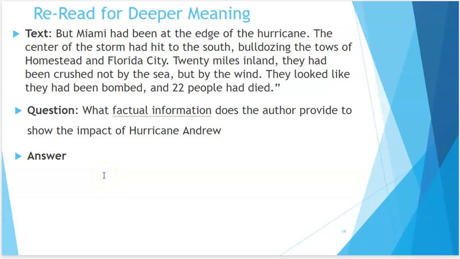Facts are data. Facts are details that are not exaggerated. They're not colored in a way that would make you picture the information. They're just giving you the straight details. So, for example, 22 people died, right? So it hit 20 miles inland. That is a fact. 22 people died. That is a fact. All of the other, Miami had been at the edge of the hurricane. That is a fact. All of the information like bulldozing and crushed and bombed. Those are the descriptions.